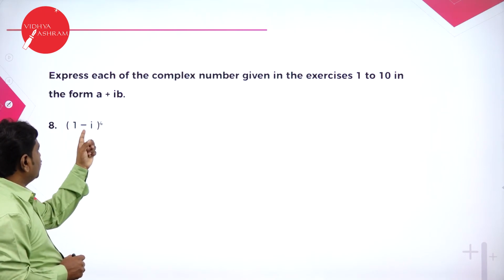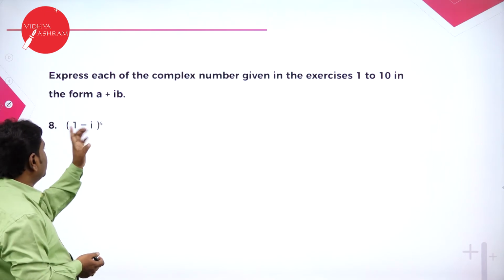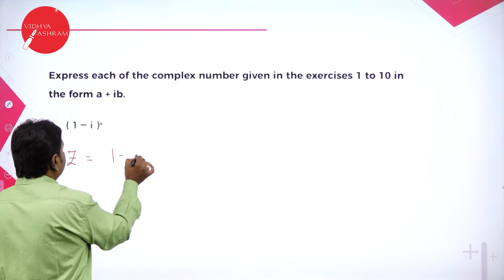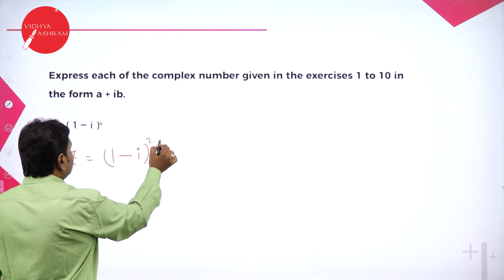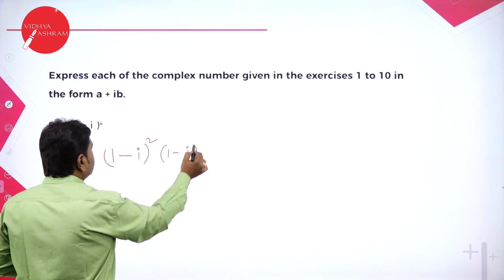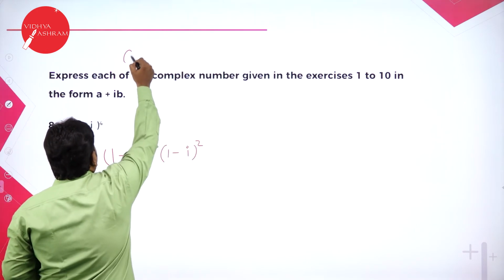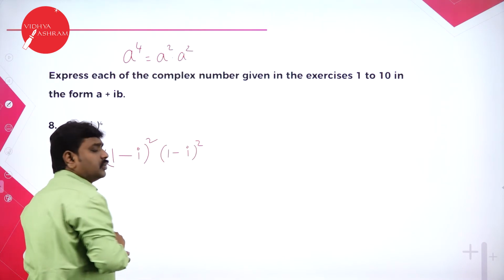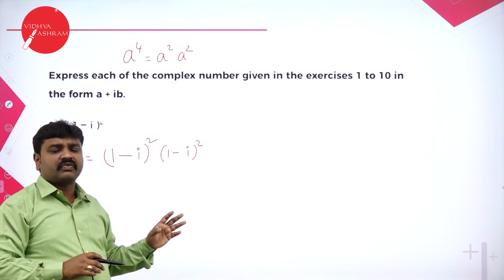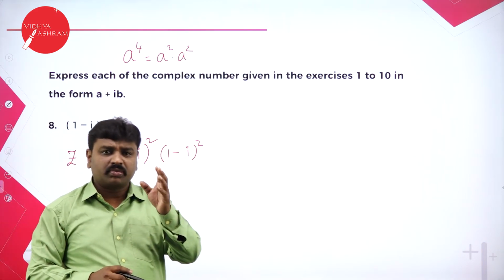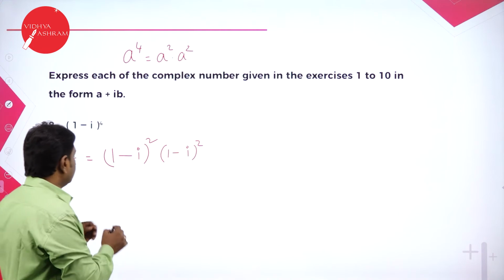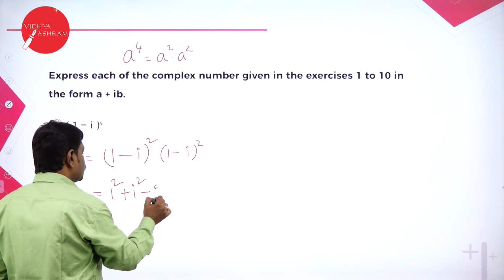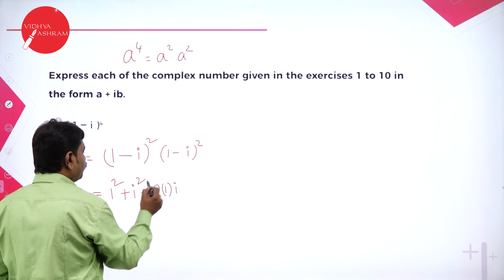Then similarly they gave 1 minus i power 4. See, 1 minus i power 4. So power 4 means we should use the binomial theorem, or what we do is 1 minus i whole square into 1 minus i whole square. Can I write? See, a power 4, if I give you a power 4, can you write it as a square into a square? Because we know the a minus b whole square formula. What is a minus b whole square? a square plus b square minus 2ab. Same thing we'll use. So this will become 1 square plus i square minus 2 into 1 into i.